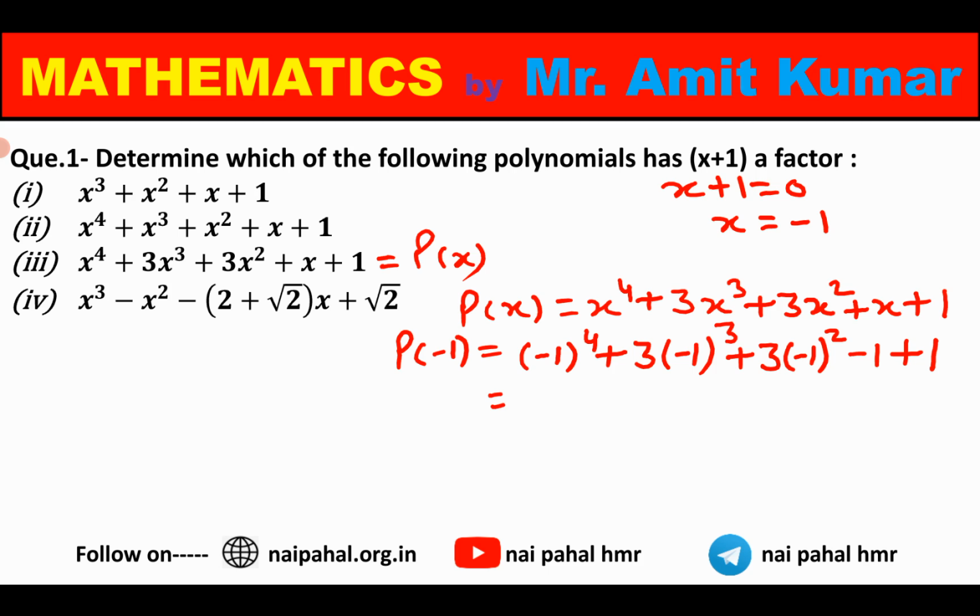In that case, minus 1 power 4 will become plus 1. If we take the cube of minus 1, it is minus 1, and when multiplied by 3, it will become minus 3. For the next part, the square of minus 1 is plus 1, and multiplied by 3, it will become plus 3, and at the end you have minus 1 plus 1. So the sum of positive integers will be 3 plus 1 is 4, plus 1 is 5, and the sum of negative integers will be 3 and 1, which is 4. So the answer is 1.